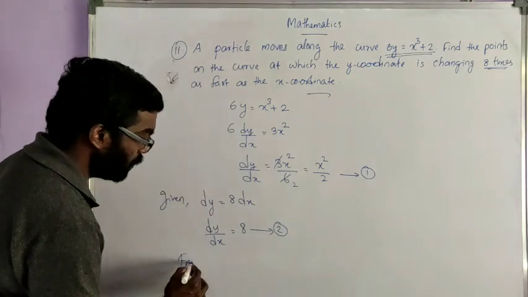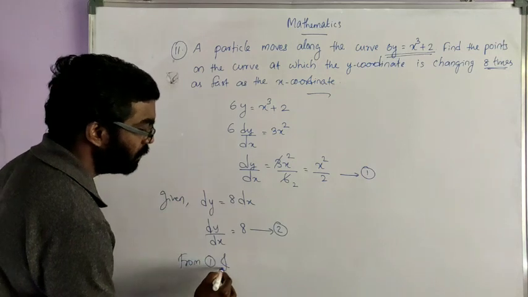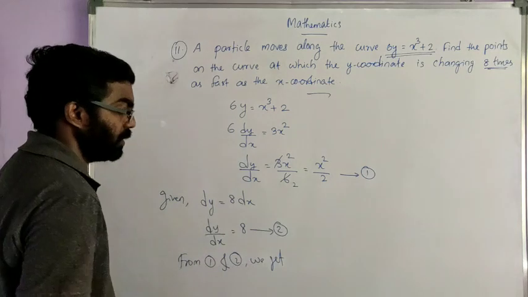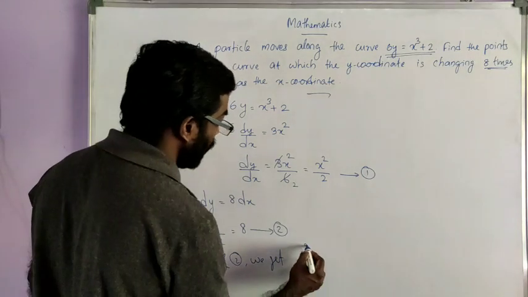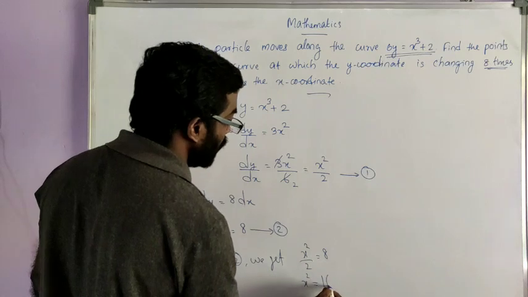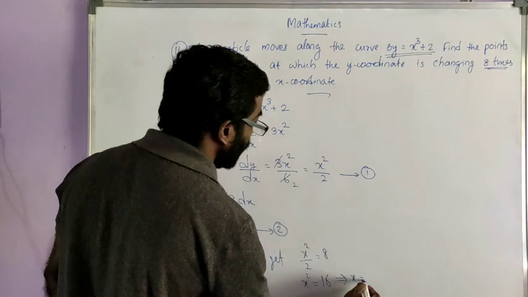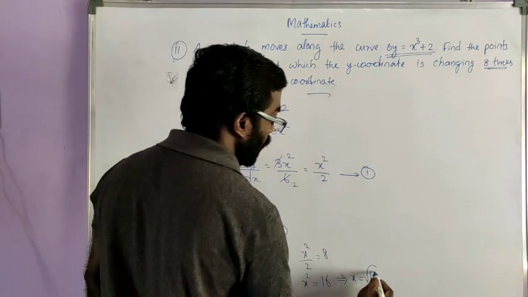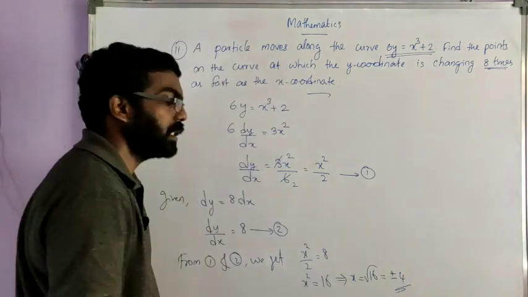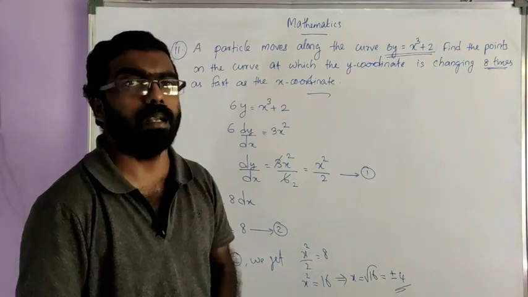So from 1 and 2 we can equate the RHS part. x square by 2 is equal to 8, or x square is equal to 16, which implies x is equal to root 16, which is equal to plus or minus 4. That means the x values are plus 4 and minus 4.